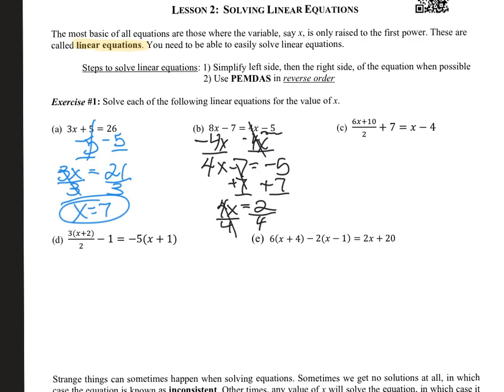Now 4 does not go into 2 evenly, but if you divide it, you get 0.5, which is fine. Or you could reduce it to 1/2. 1/2 and 0.5 are exactly the same. Either one's acceptable. This is Algebra 2, so you are going to get answers that are decimals and fractions. So if you get that, don't think that you did anything wrong.